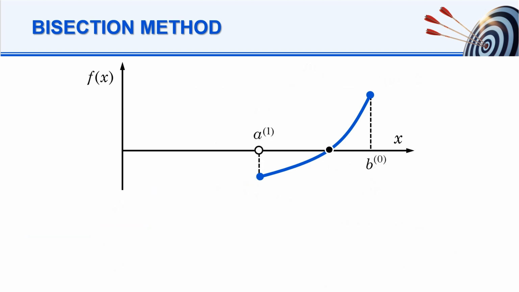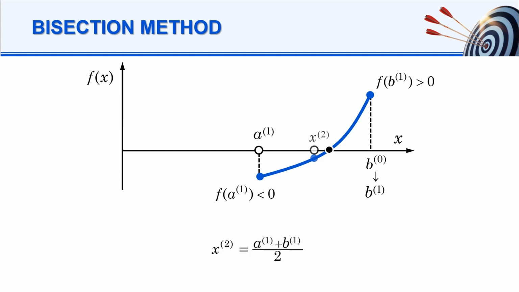We repeat the bisection procedure by updating the interval with superscript 1. The function at the endpoints has opposite signs. The second estimate for the root is the midpoint of this interval, which creates two intervals of equal size. The second estimate moved closer to the root. f(b) times f(x2) is negative. That means the root is in the right half.